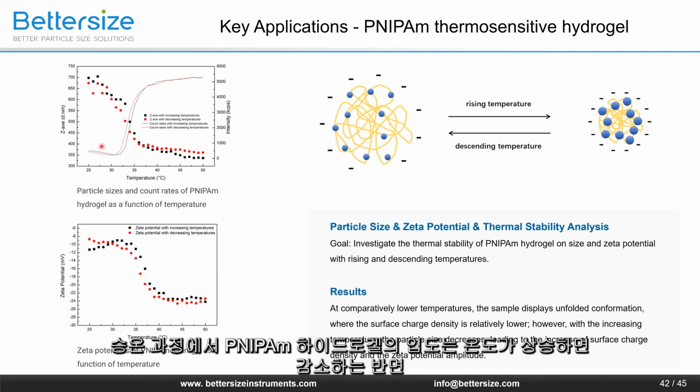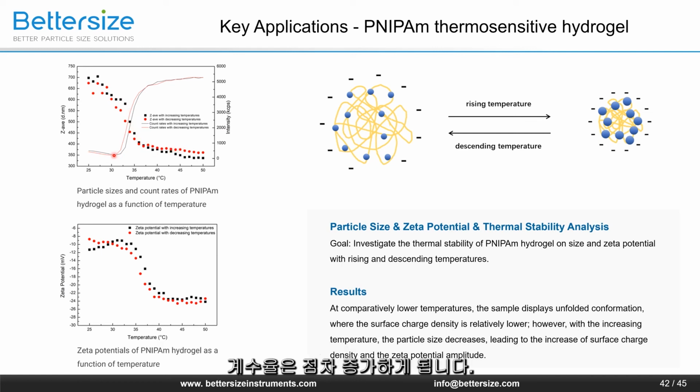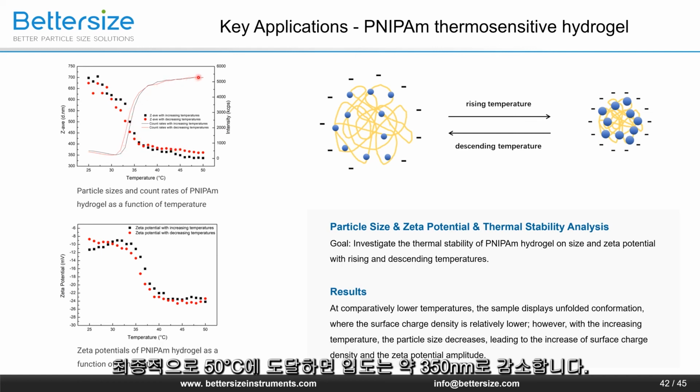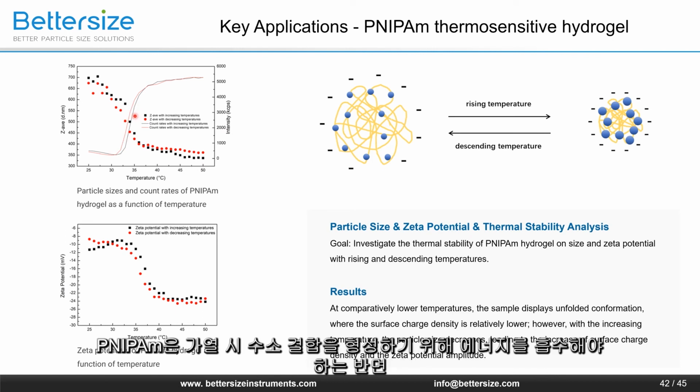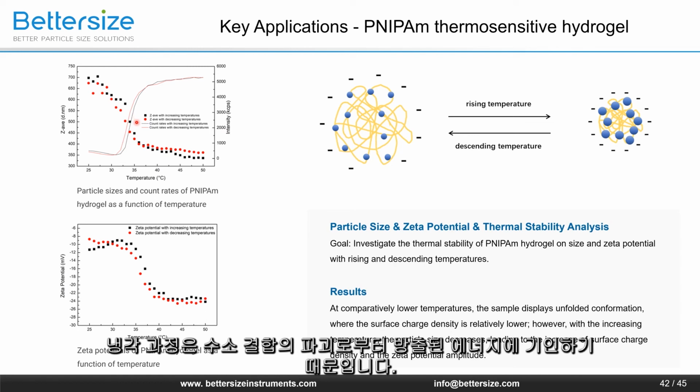During the temperature raising process, the particle size of NIPAM hydrogel decreases when temperature increases, while the count rate gradually increases. When it eventually reaches 50 Celsius degrees, the particle size is reduced to around 350 nanometers. Obvious hysteresis of the phase transition can be observed in the heating and cooling cycle. It is because NIPAM needs to absorb energy in order to form the hydrogen bonds upon heating, while the cooling process is attributed to the release of energy from the breaking of hydrogen bonds.